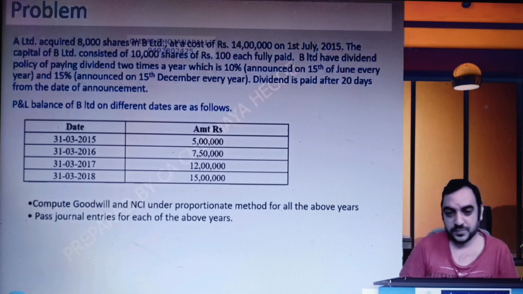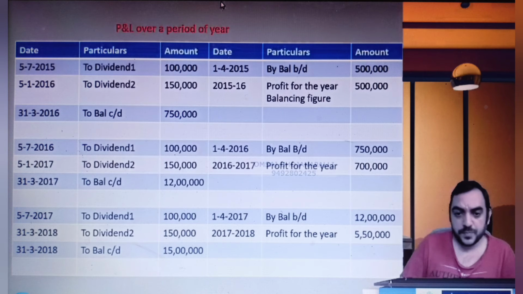P&L balance of B Limited on different dates are as follows. Date, amount. Compute goodwill and NCI in a proportionate method for all the above years. Pass journal entries for each of the above years. Journal entries meaning with respect to the dividend payments. Regarding P&L and all, we don't have to pass any journal entry. Regarding dividend payment, we will have to pass journal entry, in the books of the group.